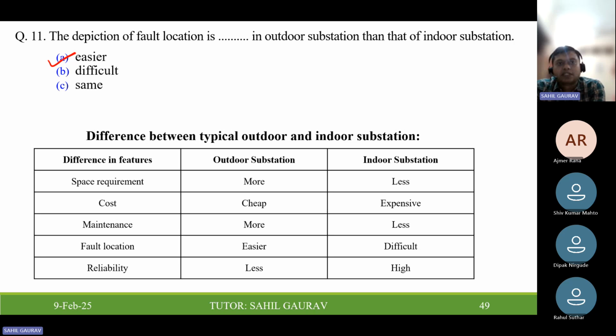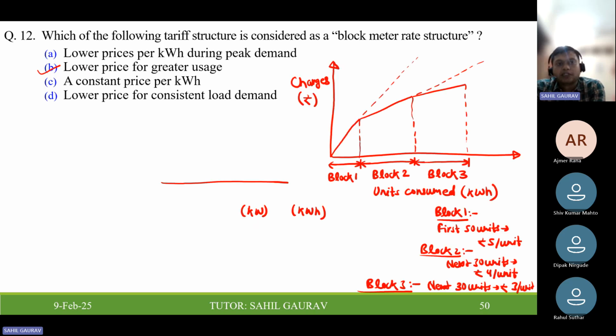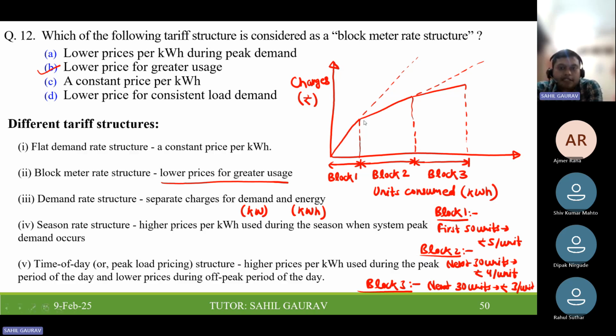Which of the following tariff structures is considered a block meter data structure? In block meter structure, there are lower prices for greater usage. So we can see here, in block 1, first 50 units, rupees 5 per unit. In block 2, next 30 units will be rupees 4 per unit. And in block 3, next 30 units will be rupees 3 per unit. So as the consumption increases, the price is reducing. So lower prices for greater usage.